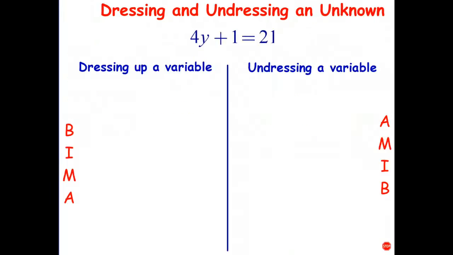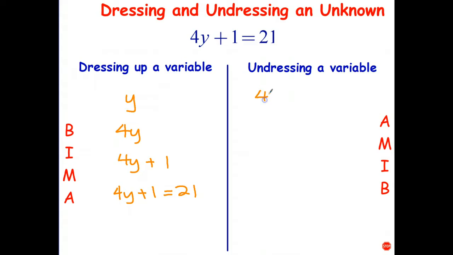Now let's see how that applies to equations. So here's what I'm starting with. I've got my variable y. I'm going to dress it up. Well, I have to dress it up using the order of operations. So my two choices are multiply by 4 and add 1. Well, multiply comes before add. So dressing it up, I first multiply by 4. I then add 1. And I know that the value of that expression is 21. So that's dressing up the variable y.